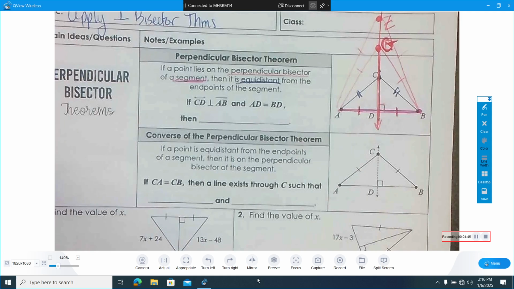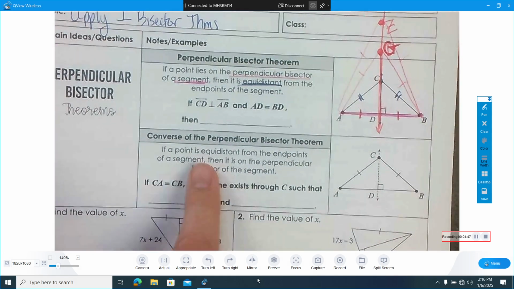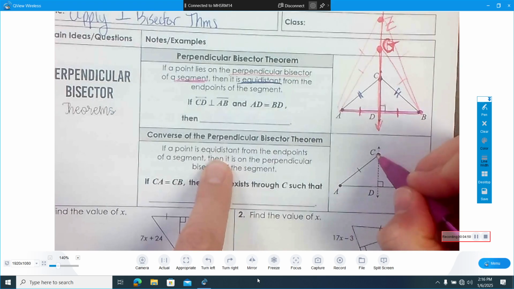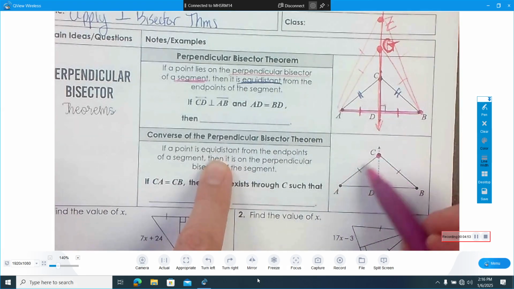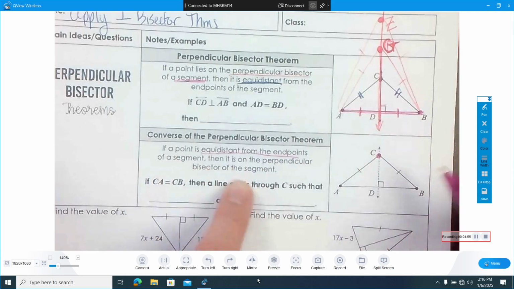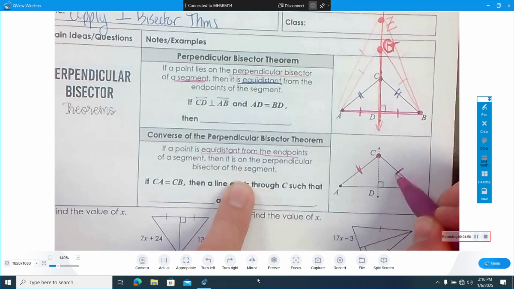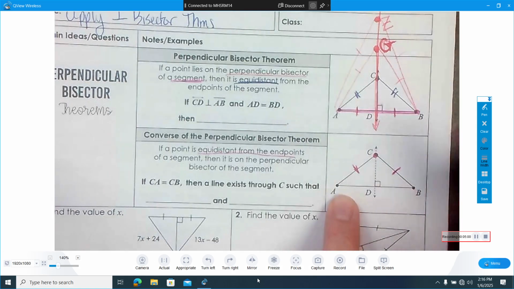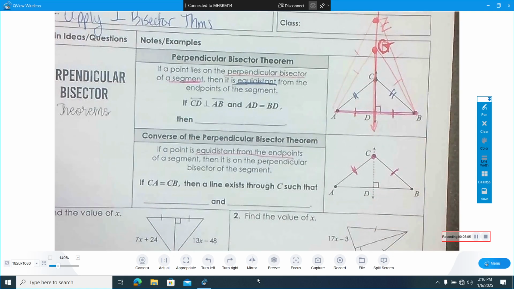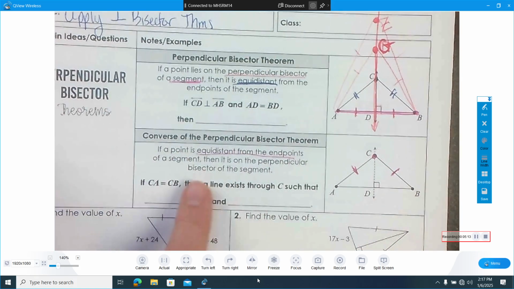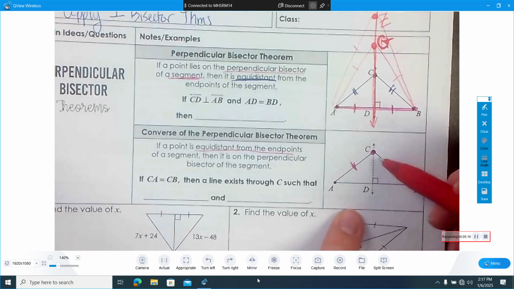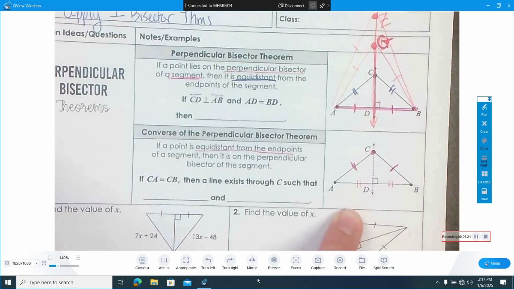All right. So then we also have a converse. If a point is equidistant from the endpoints, so here we have our point C, and they're showing us here that it's equidistant from the endpoints, and that's what these markings are telling me. That point C is the same distance from A as it is to B. If we're equidistant from the endpoints, then I didn't fill that out, I forgot. Then that point C must be on a perpendicular bisector.